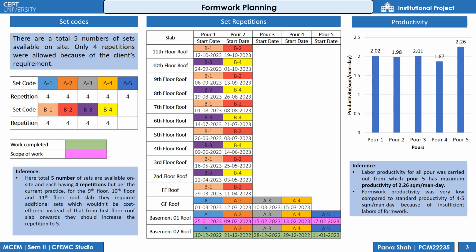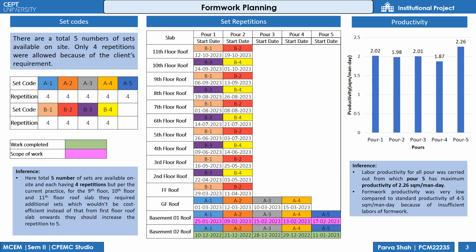There are a total of 5 sets available on site and the repetition of each set is only 4 times. The repetition of each set is shown here in the table with the date of repetition. As per the current practices on site, in future for the 9th, 10th and 11th floor roof slab, additional sets would be required but that won't be cost efficient. So instead of that, from the first floor roof slab onwards, they should increase the repetition to 5 times.